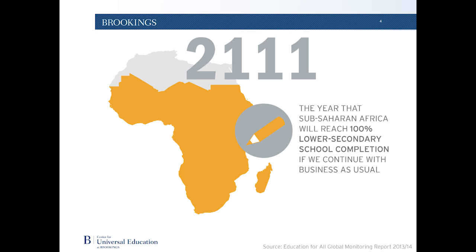Here's another version of that theme focused on Africa, taking until 2111 to reach all kids in Africa finishing not secondary, but lower secondary, middle school. And what is the reason for that? What's happening behind that aggregate statistic? Who is it that's so far behind? I think that's something that we should talk about.